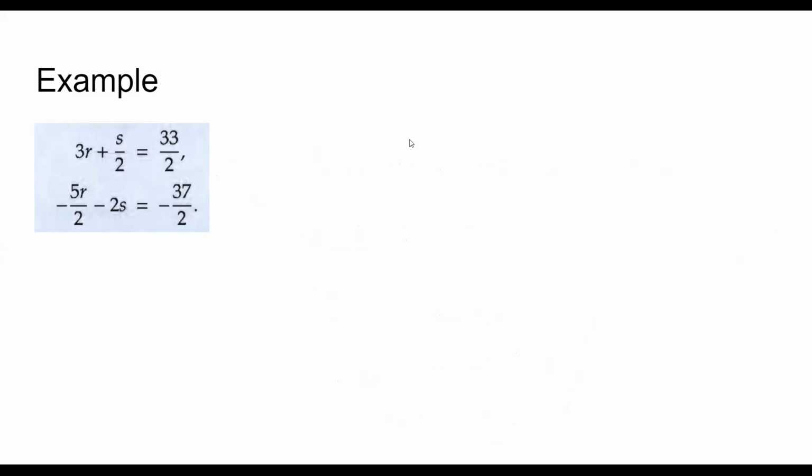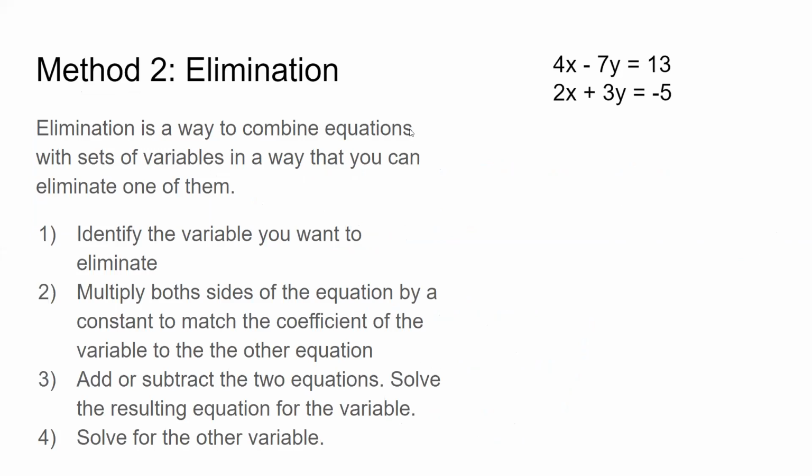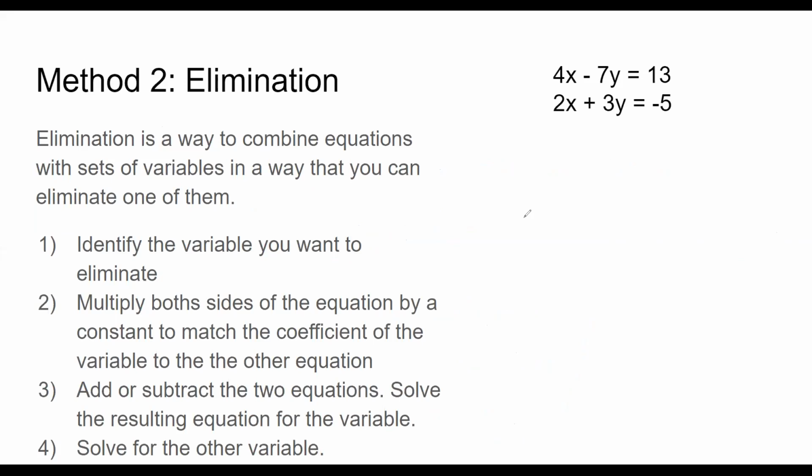Okay, so now we'll talk about the other way of solving a system of equations, which is called elimination. So basically, in elimination, you can combine or add or subtract these two equations to try to eliminate one of the variables. So first, you have to choose a variable you want to eliminate. So look at this example here. We have a 4x and a 2x, and you notice that 4x is twice 2x. So that means that x is going to be easy to eliminate. So let's try to eliminate x's here.